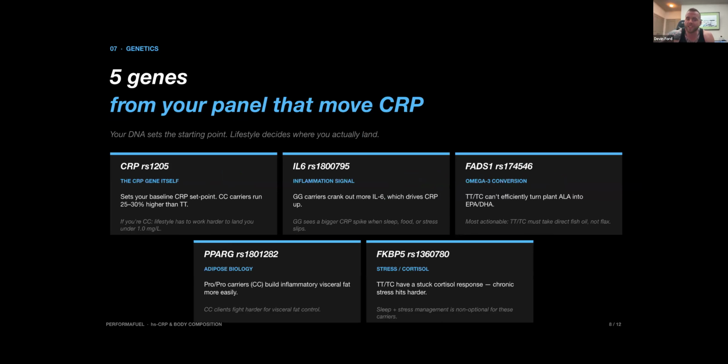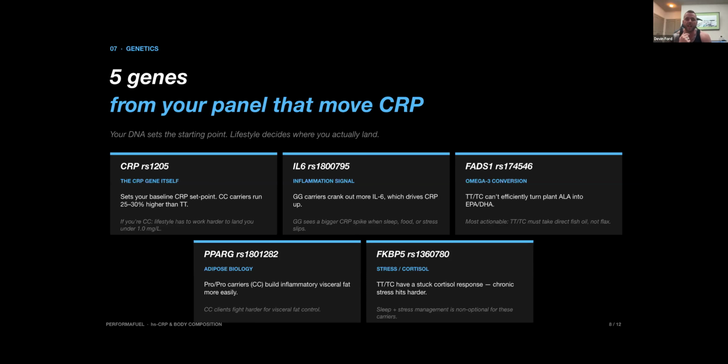So C-reactive protein itself has a gene. So there's a C-reactive protein gene. And if you have a negative variant to this, then you're already 25 to 30% higher. You have basically a C-reactive protein set point that's going to be much higher than somebody else. So I have this, for instance. And so for me, in order to get my C-reactive protein less than 1, I'm going to have to work a lot harder than somebody who does not have that negative gene variant. All right. Because my guy's already pumping out C-reactive protein more than he should, just genetically.